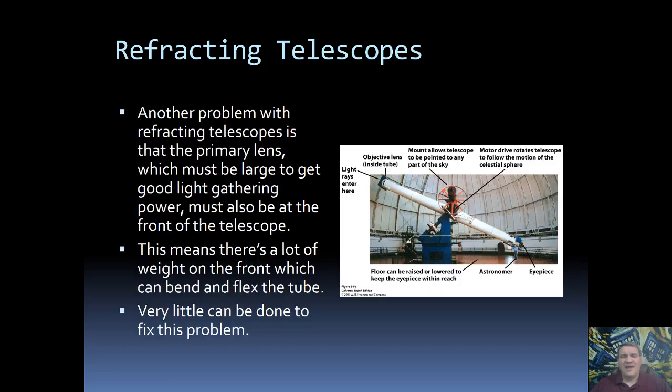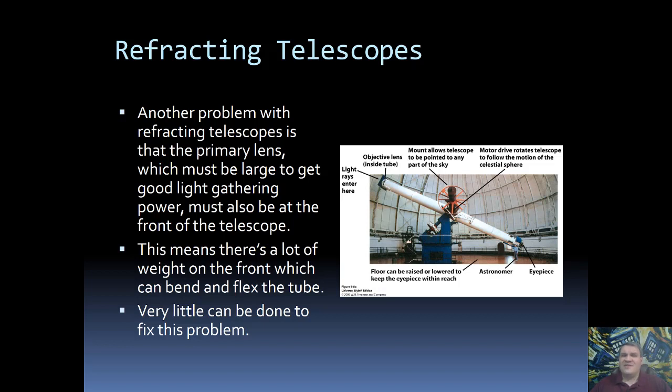Now, another problem we get with refracting telescopes is that we have the objective lens at the front of the telescope, where it's going to be pointing into the sky. Now, if you remember previously, we want bigger telescopes. The bigger the telescope, the better the angular resolution, and the better the light collecting area. We want big telescopes. Well, with a refracting telescope, that means bigger and bigger lenses, and that lens is at the top of the telescope pointing way up into the sky.